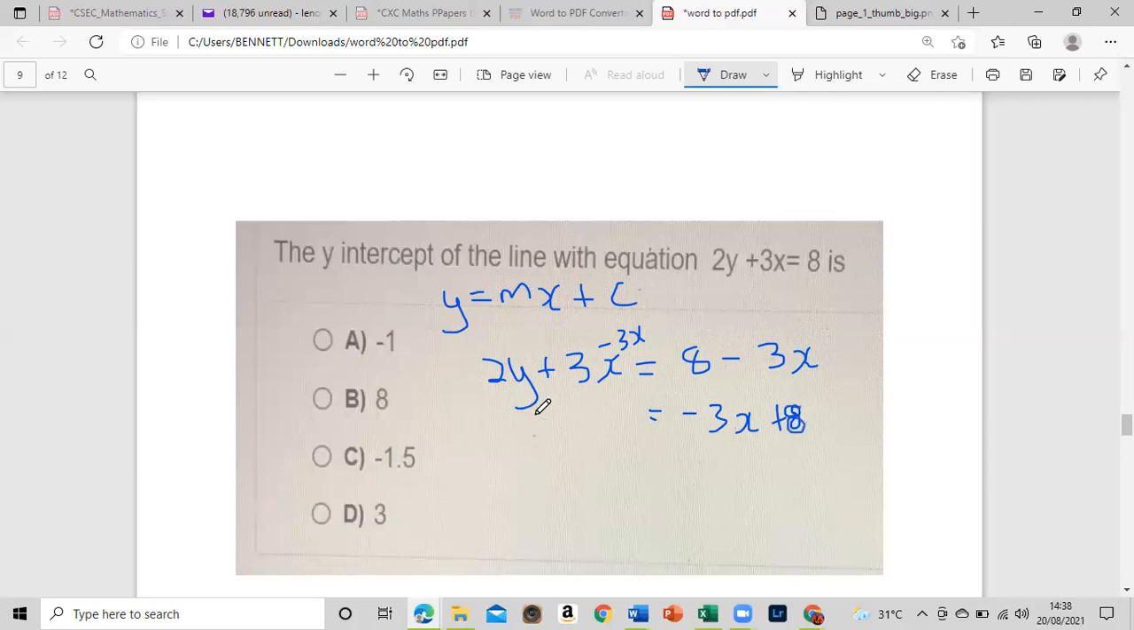All right, so now we're going to divide by 2. We'll divide this by 2. Remember, we are focused on this one, right? So this is negative 1.5. So this would be the gradient, negative 1.5.